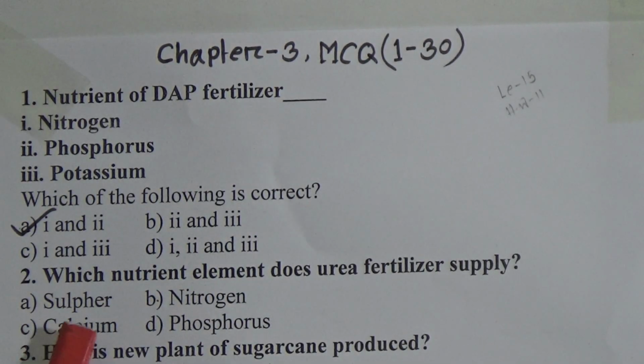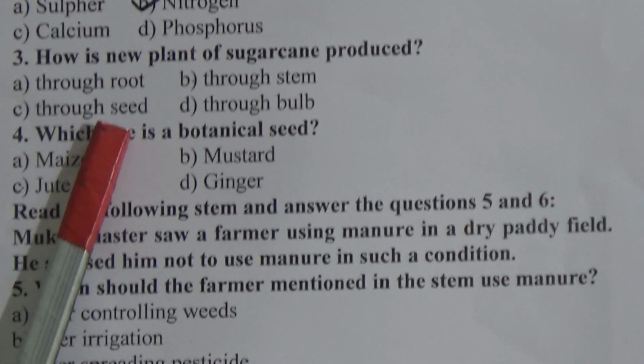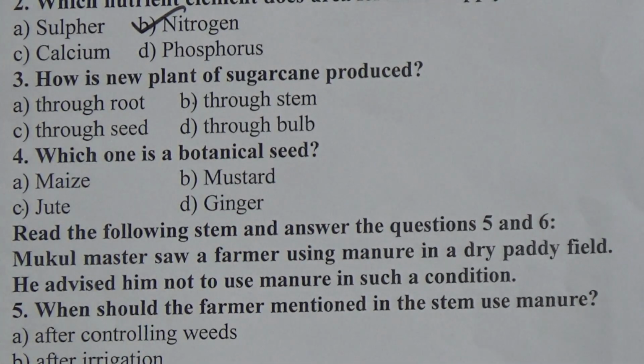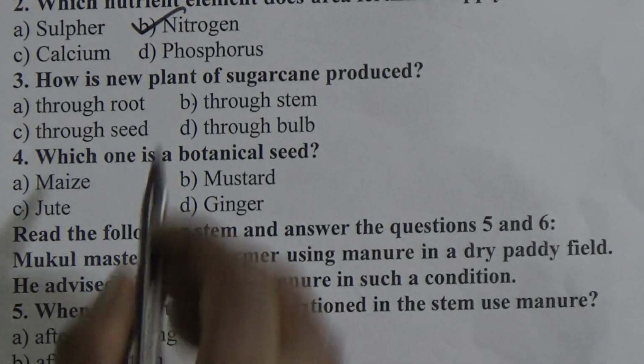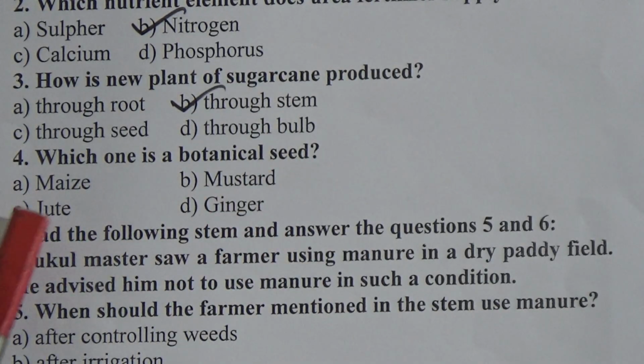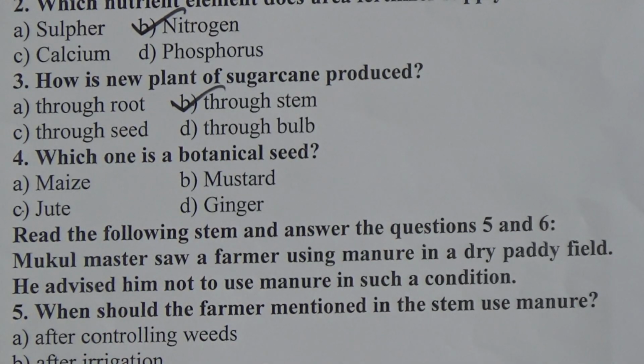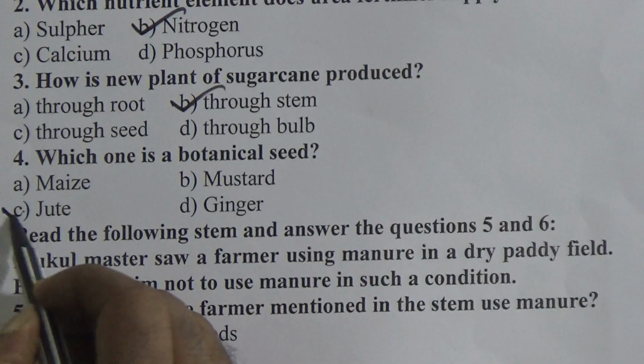Next, which nutrient element does urea fertilizer supply? A. Sulfur, B. Nitrogen, C. Calcium and D. Phosphorus. Urea fertilizer supplies nitrogen. 3. How is a new plant of sugar cane produced? A. Through root, B. through stem, C. through seed, D. through bulb. Sugar cane is produced through stem. 4th number, which one is a botanical seed? A. Maize, B. Mustard, C. Jute and D. Ginger. The botanical seed is jute.